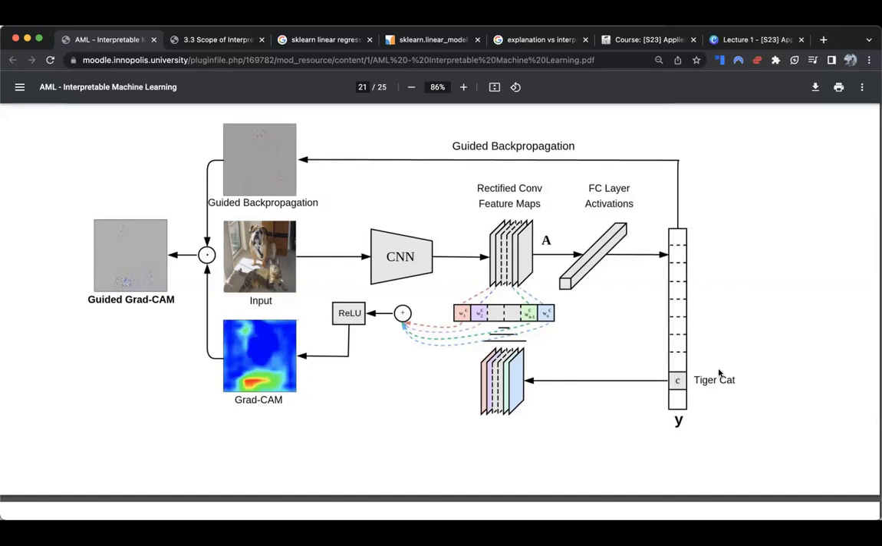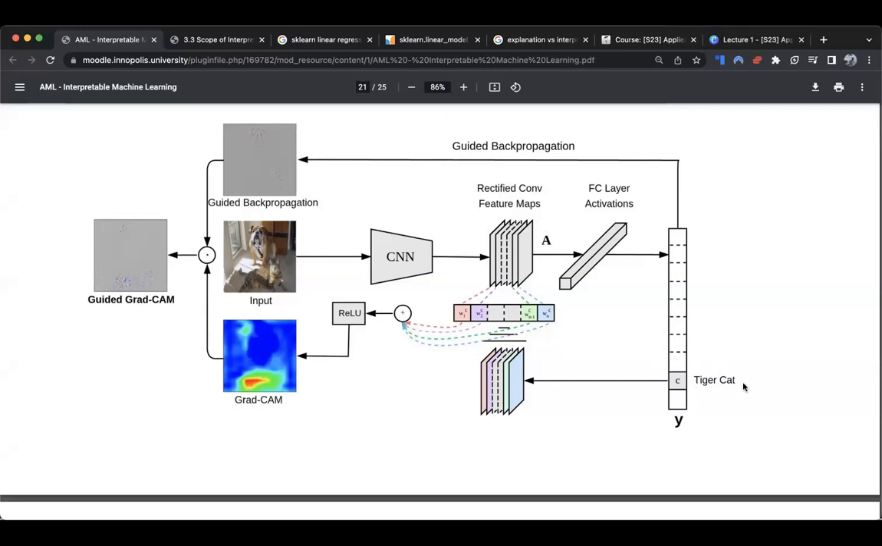So let's go back here and take a look at it. So we will take this class, a tiger cat class, and what we will do, very simply, because thanks to PyTorch, we have access to it. Remember, we said that last week. We have access to the derivatives of this class with regards to these convolutional feature maps. It's a very simple thing to access through PyTorch. We will see that later on in the lab. But basically, this tells you how much did this convolutional feature map influence the prediction of tiger cat.